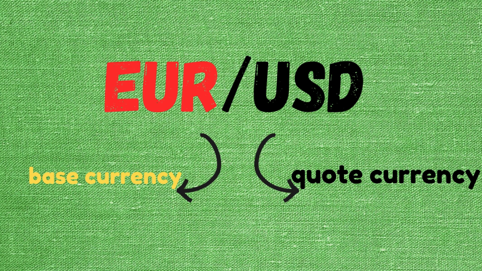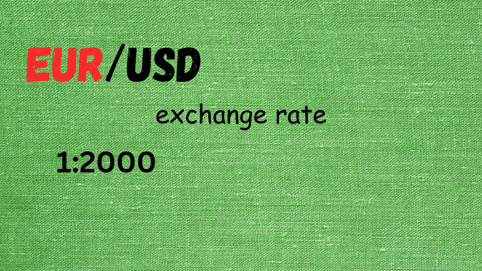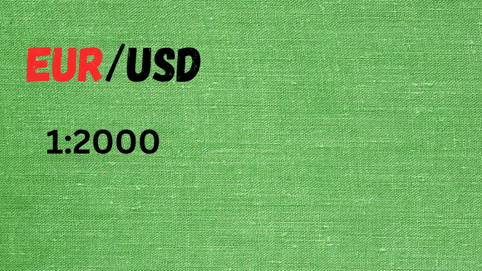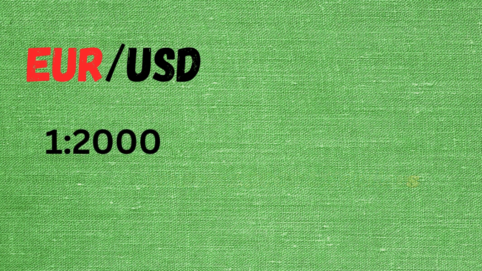For example, we have Euro USD. So Euro is the base currency and USD is the quote currency. For example, if the exchange rate of Euro USD is 1.2000, it means 1 euro, the base currency, is equal to $1.20, which is the quote currency.